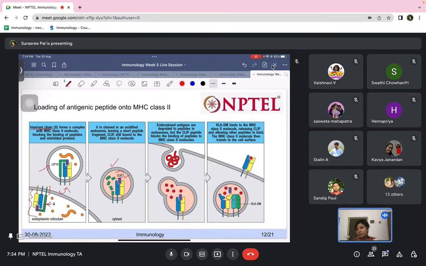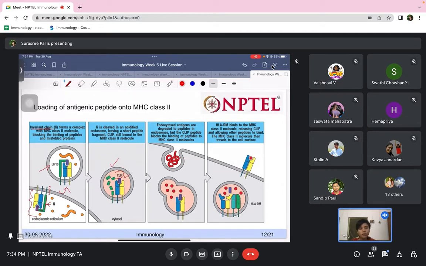Now in the meanwhile, the endocytosis of the antigens takes place, right? And they are degraded to peptides in the endosomes in a similar way to how the invariant chain was also degraded, but the clip peptide is still bound to the MHC class 2. So these antigenic peptides cannot bind to the MHC class 2 molecule.